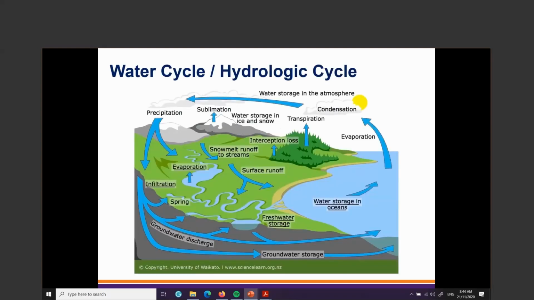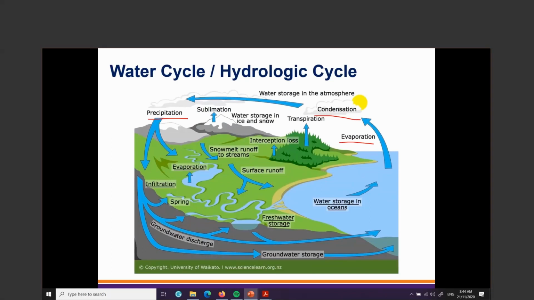Okay, this is the water cycle, or hydrologic cycle, that is occurring on the Earth. The water cycle is a continuous movement of water through the environment by the process of evaporation, condensation, and precipitation. And we need the sun for this process to occur. Yes, it's a very important energy for this water cycle to occur.